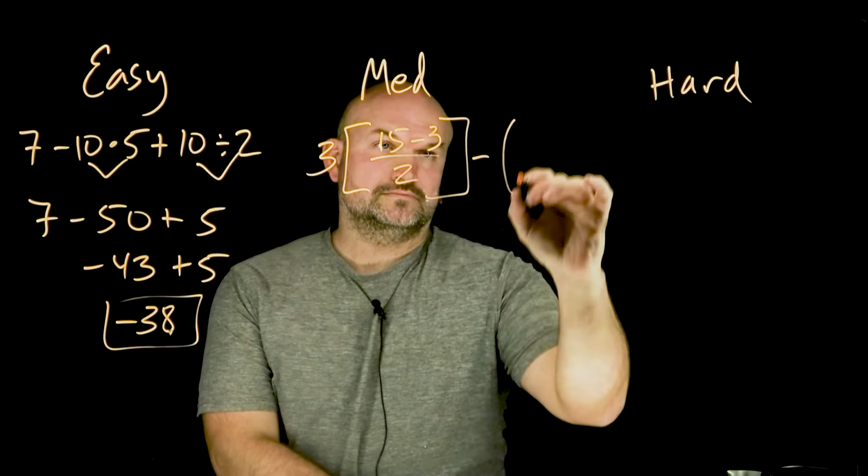In this case, I have 15 minus 3 divided by 2. Now, remember, from GEMDAS, this is actually another grouping symbol. When you have a fraction bar, what that means is you need to address the numerator as well as the denominator first before you go ahead and do any dividing. So in this case, we're going to do the 15 minus 3 first. 15 minus 3 is going to be a 12.